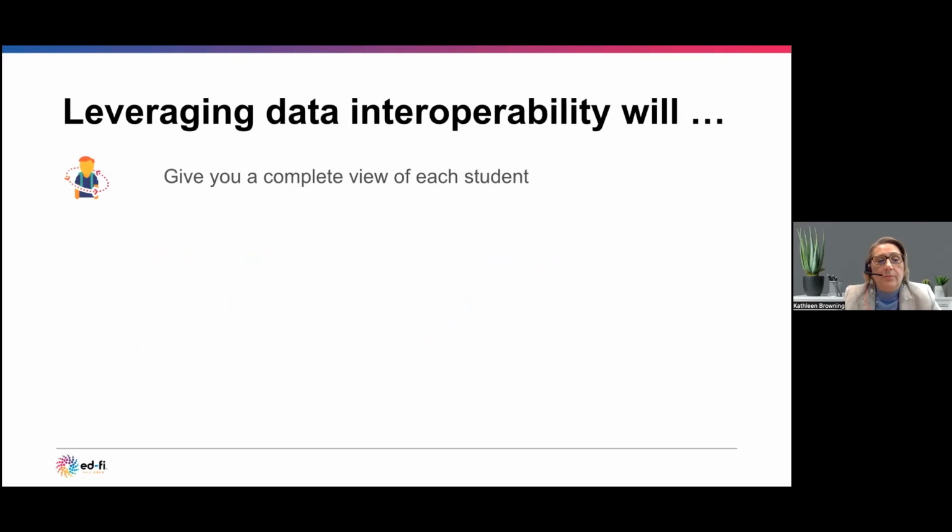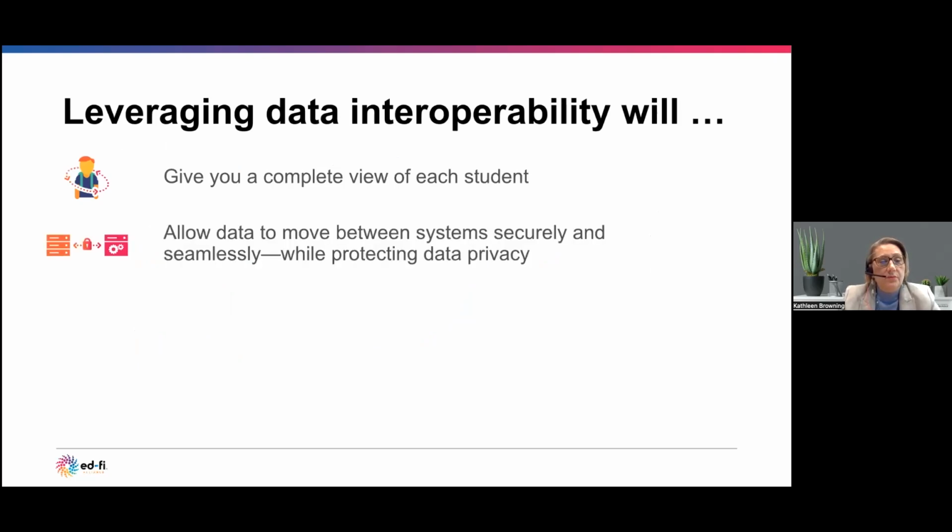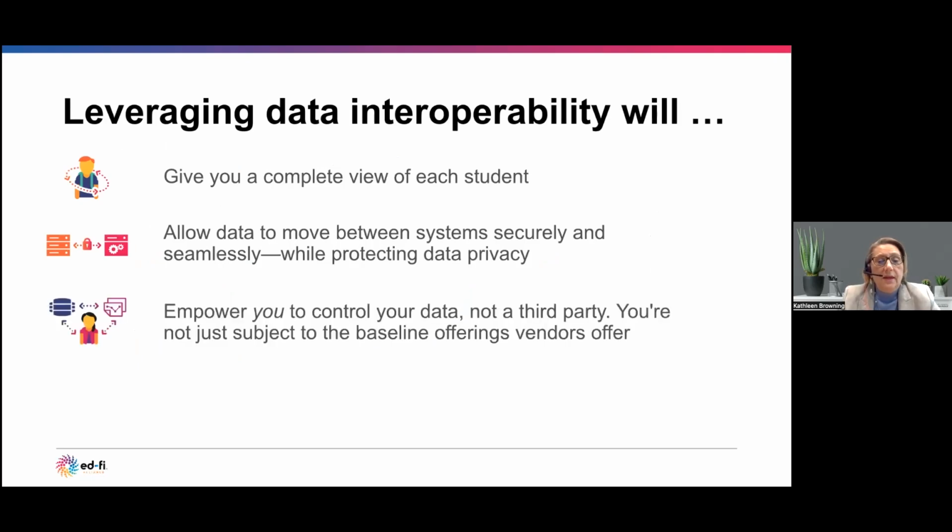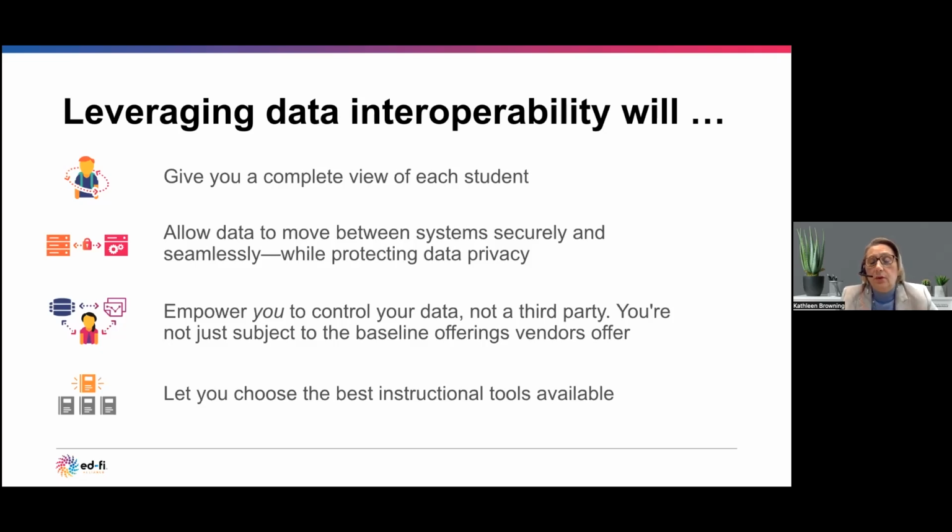Leveraging data interoperability will give you a full and complete picture of your students, and will allow you to move data between systems securely and seamlessly using the Ed-Fi API. It empowers you to control your data, not a third-party vendor. Now you have the data at your fingertips in your local environment. It also allows you to choose some of the best instructional tools on the market so that you can meet your district or your state goals.